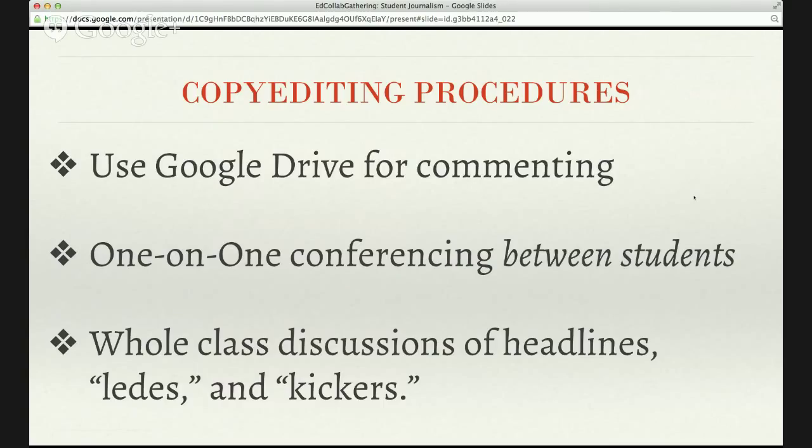I have all the students use Google Drive so that they can share articles and comment upon them. And what we do is students sit down with one another and they talk about their articles. So one of our editors will sit down with, say, an opinion writer and discuss their different narrative choices, their different writing choices, their craft. And they'll make edits. So you have conferencing going on between students.